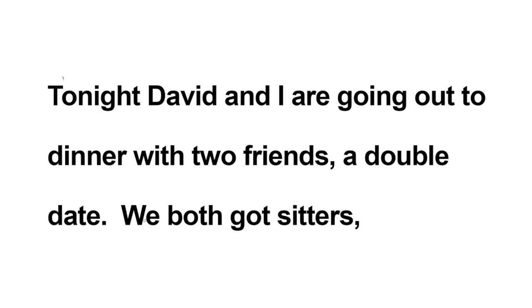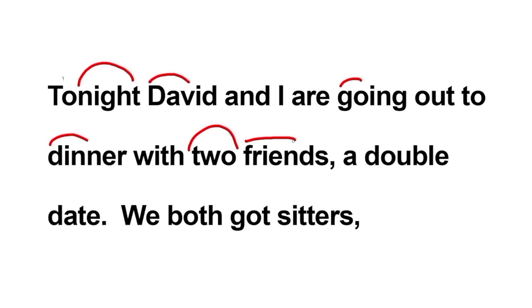Tonight, David and I are going out to dinner with two friends, a double date. Tonight, David and I are going out to dinner. Tonight, I stress that, the time, when this is going to happen. David and I, a little bit longer. Going out to dinner, go a little bit longer. Dinner, a little bit longer. With two friends, two, I stress that, I bring the pitch of my voice up, two friends, friends a little bit longer. Tonight, David and I are going out to dinner with two friends. And the rest of the words are said pretty quickly.